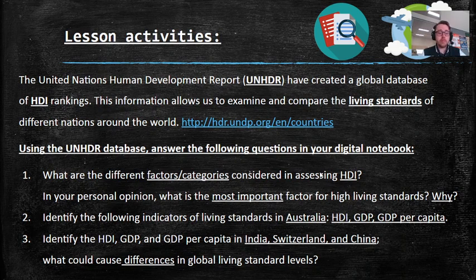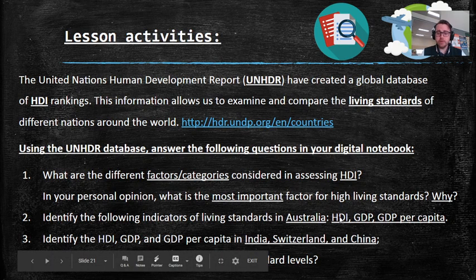So basically what I'm asking for in question 3 is to 1, get those little numbers, write them down in your digital notebook, and 2, again, no wrong answers. I'm looking for you guys to do a bit of deep thinking, reflect, analyze, evaluate, whatever you want to call it. What do you think is going to lead to differences in standards of living around the world? So why do you think Australia has a higher HDI than this country, for example? Or why do you think Australia has a lower GDP than this country? Something like that. So just think about it for a minute.